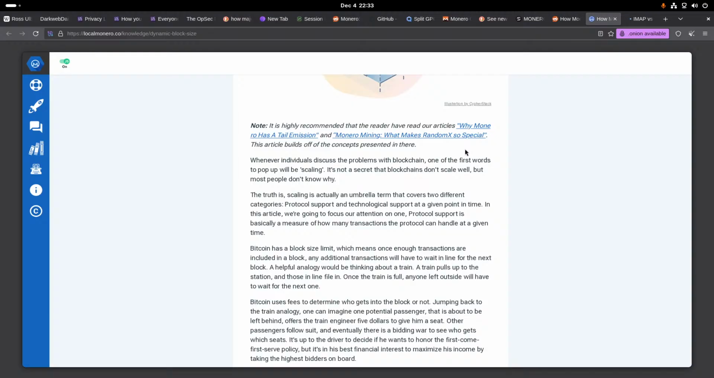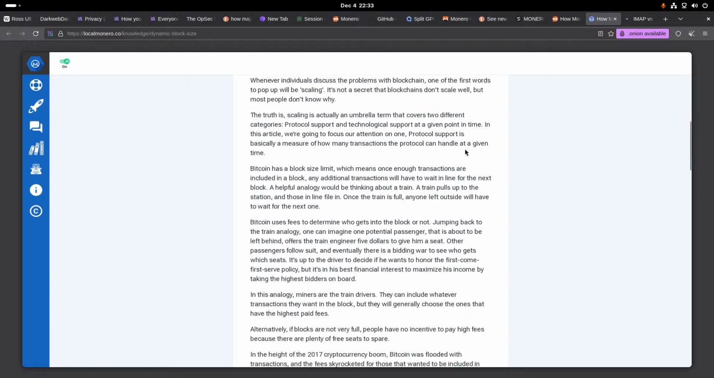In this article, we're going to focus on protocol support, which basically measures how many transactions a block can hold. Bitcoin has a block size limit, which means that once enough transactions are included in the block, any additional transaction will have to wait in line for the next block. A helpful analogy is thinking about a train. A train pulls up to the station, and those in line fill in. Once the train is full, anyone left outside will have to wait for the next one.